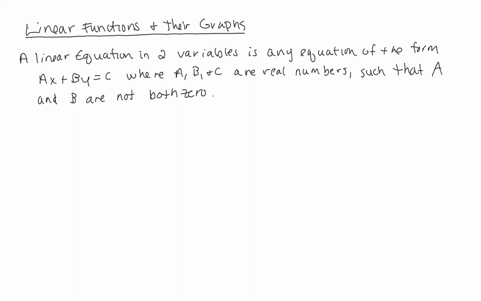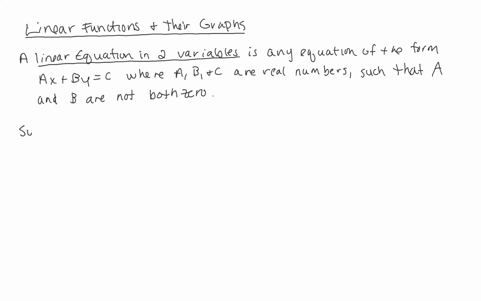So again, a linear equation, very specifically in 2 variables. Now we're dealing with equations in 2 variables in this chapter. It is any equation of the form ax plus by is c, where a, b, and c are real numbers such that a and b are not both 0. It's fine if a is 0, but then b can't be. It's fine if b is 0, but then a can't be. So at least one of those 2 values, a and b, needs to be non-zero so that we at least have an equation. Okay, so there's that first definition.